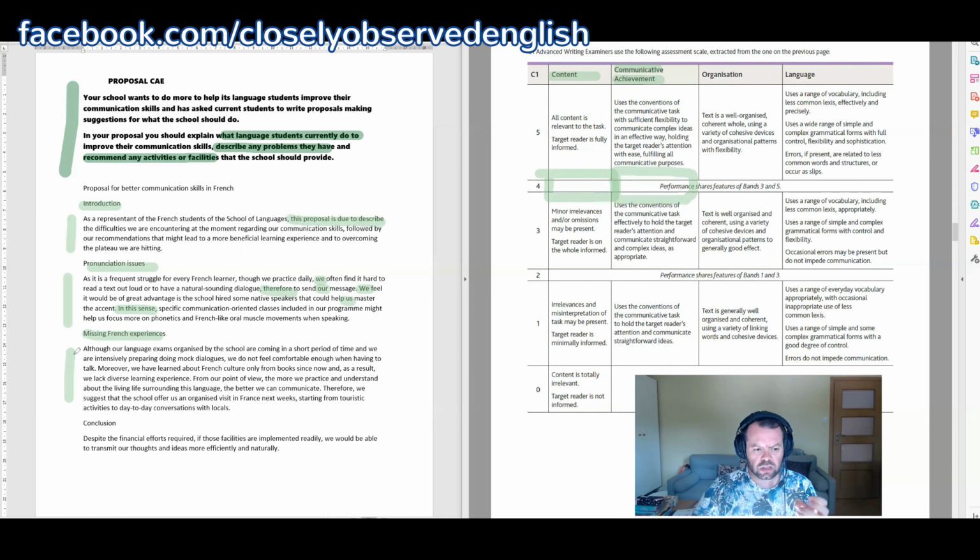Another nicely structured sentence, "although, blah, blah, blah, we do not feel comfortable. Moreover, we've learned about French culture only from books since now." "Since" here is misused, but I think that's more of a language issue than organization. "Since" should actually be "until" or "up to now." "As a result" is good. It's good for a proposal because it's formal. Yeah, I like the way these sentences are built. Good. Yeah. No, I like it.